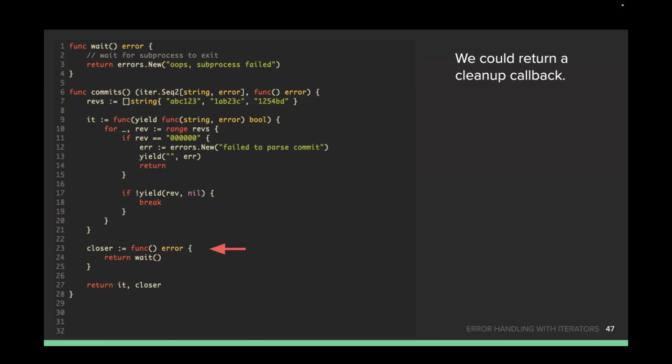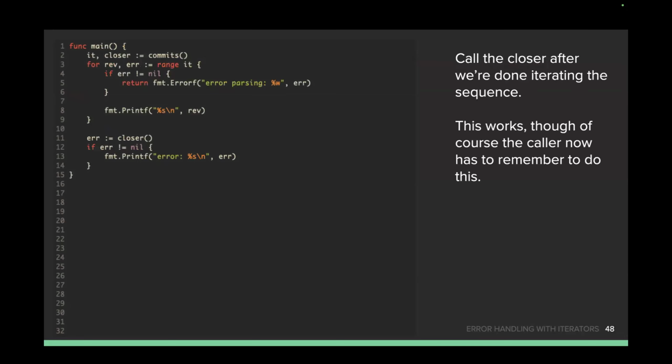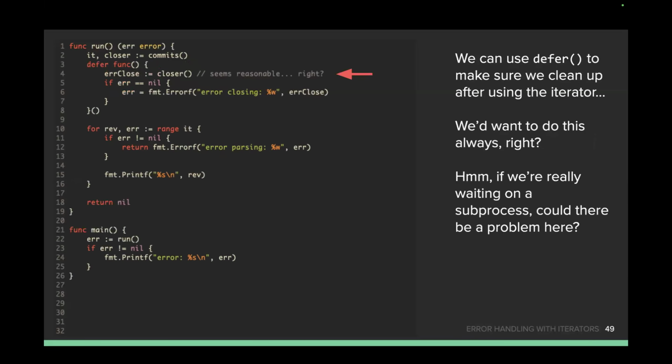So how would this look if you were consuming this? Basically, you get the iterator and this callback called closer from commits. You iterate over everything, and then at the end, you call this closer to shut everything down, and then you handle the error that comes back from that. You could stick that into a defer.